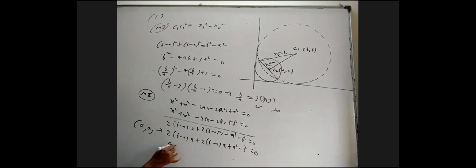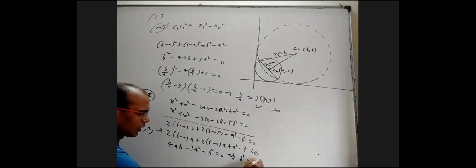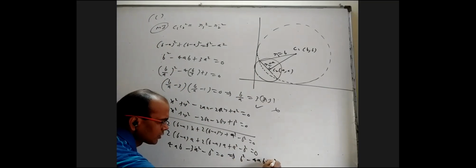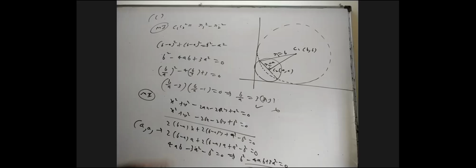2ab plus 2ab is 4ab. Minus 2a square plus a square is minus a square. No, minus 3a square. Minus b square equal to 0. Send everything to the other side: b square minus 4ab plus 3a square equal to 0. Same as this equation, then you'll get the same roots. So for bisecting the circumference, C1C2 square equals R1 square minus R2 square is one condition. Otherwise, the common chord should pass through the center of the smaller circle.